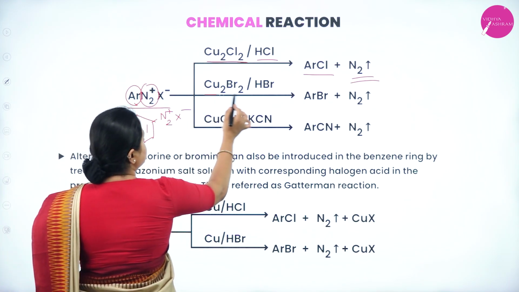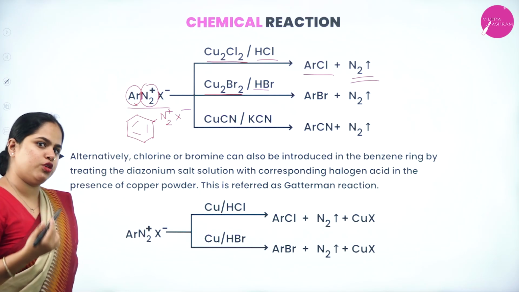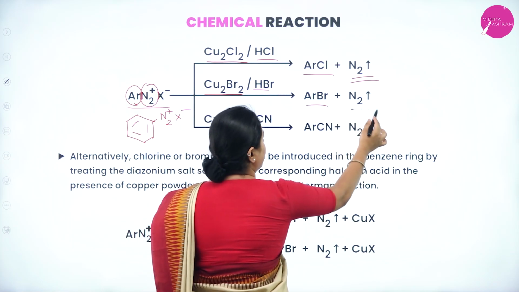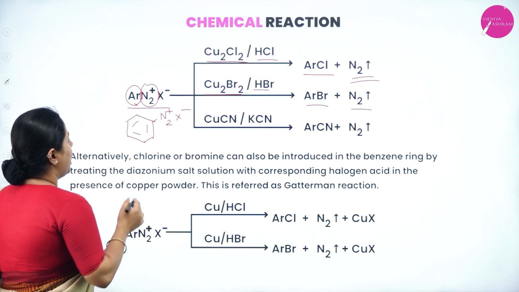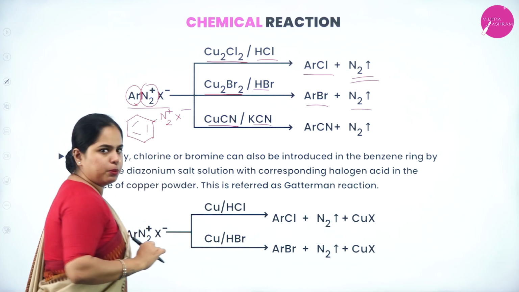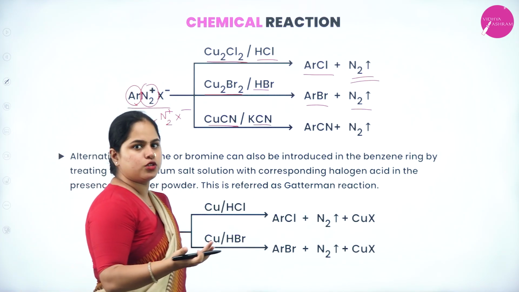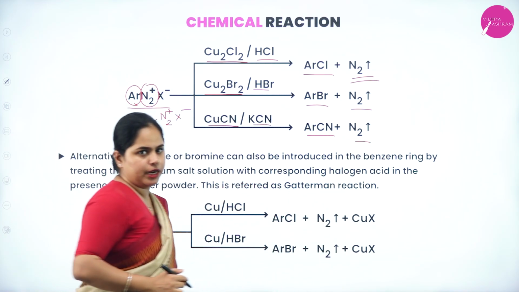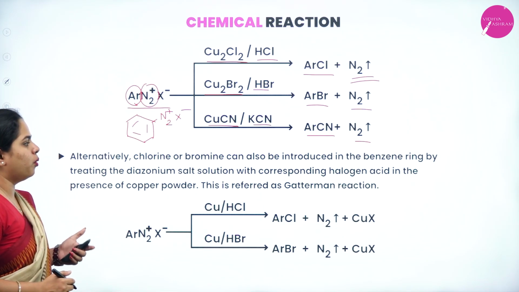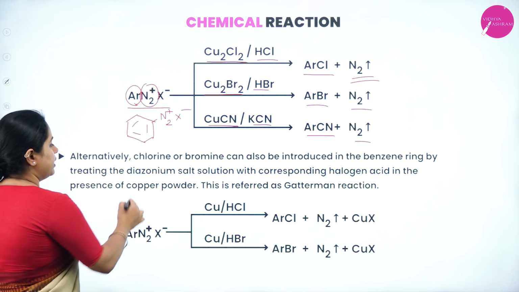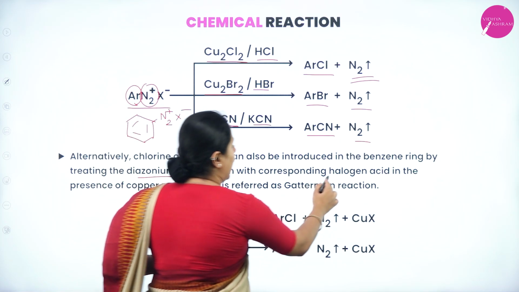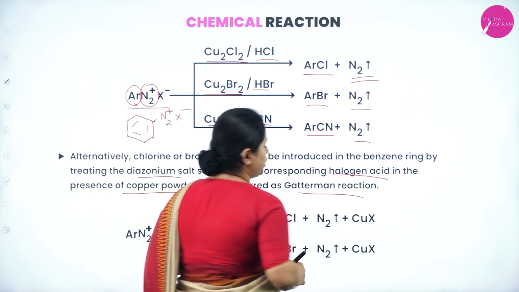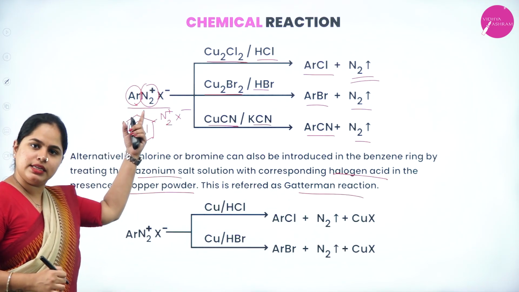Now, in presence of Cu2Br2 and HBr, what is going to be substituted? Bromine is going to be substituted, right? So same way you will get ArBr, that is bromobenzene, and nitrogen gas will be liberated by the displacement of nitrogen. And if you are using CuCN and KCN, what is going to be substituted? Cyanide ion is going to be substituted. You are going to get ArCN, that is cyanobenzene. Again, nitrogen gas will be liberated. Clear? Now, alternatively, chlorine or bromine can be introduced in the benzene ring by treating the diazonium salt solution with the corresponding halogen acid in the presence of copper powder. This is referred to as the Gattermann reaction. Okay, so the previous reaction is called the Sandmeyer reaction.